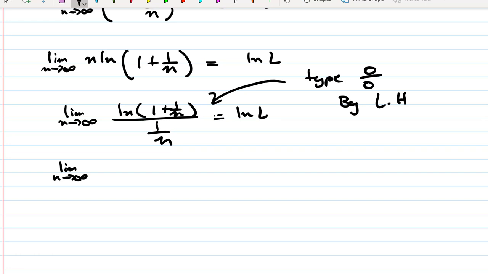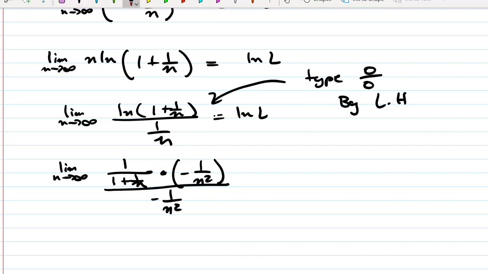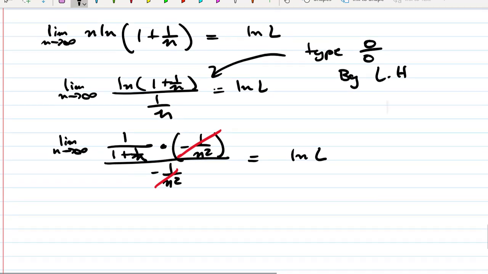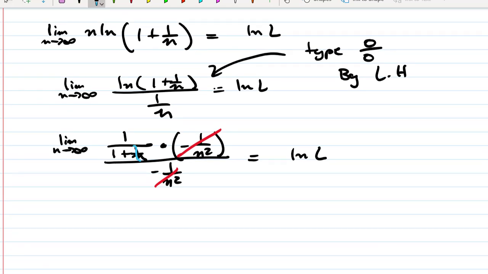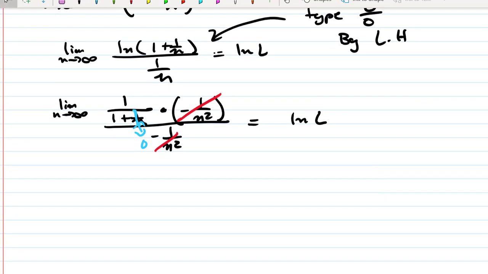And the derivative of the numerator is 1 over the inside, so 1 over 1 plus 1 over n, times the derivative of the inside, which is going to be negative 1 over n squared, divided by the derivative of the denominator, which will also be negative 1 over n squared. Luckily, those two things reduce out, and now when we take the limit as n goes to infinity, the 1 over n goes to 0. So then we get 1 is equal to the natural logarithm of L. Solving for L, we get e to the 1, which is just e.